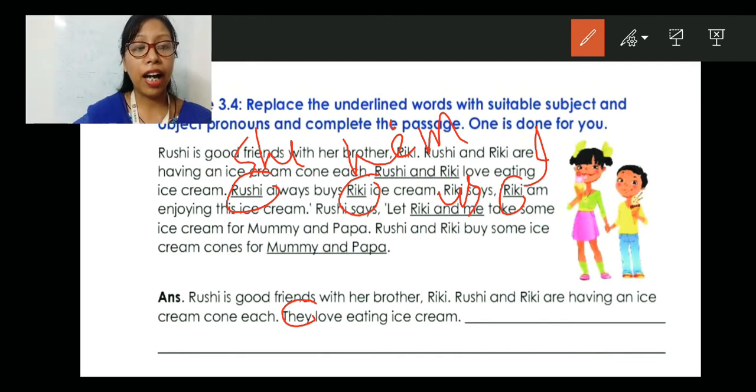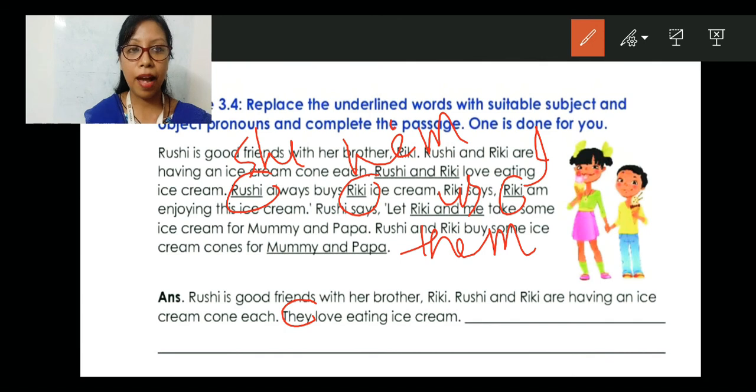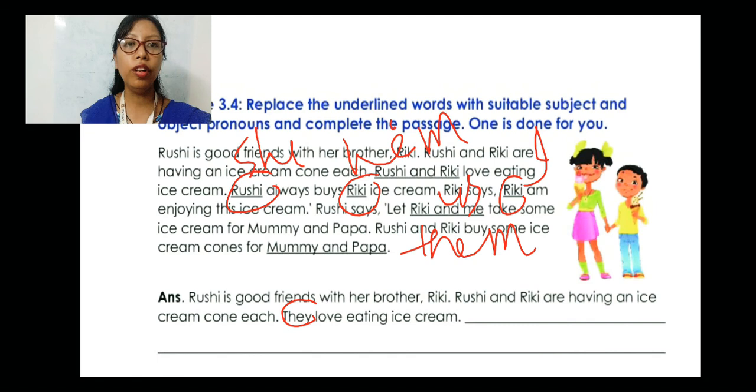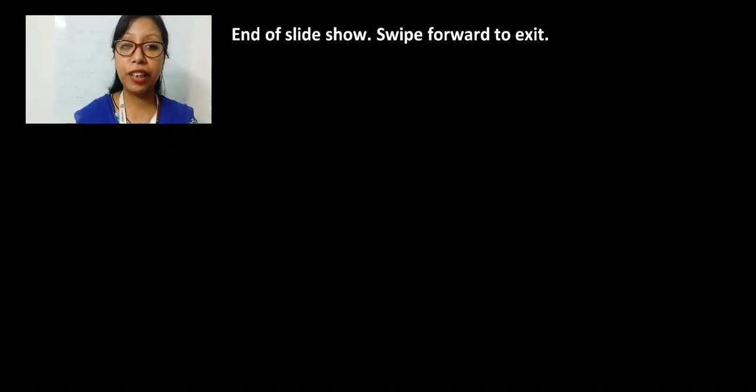Rushi and Ricky buy some ice cream cones for mommy and papa. So, who are mommy and papa? Which pronoun will we be using? We will be using them. Okay. So, this is how you are going to write it as a paragraph in the given space below. So, we have come to the end of the class. So, go through it properly. We will start the left out exercises in my next class. Okay. So, you are in my class. Thank you.